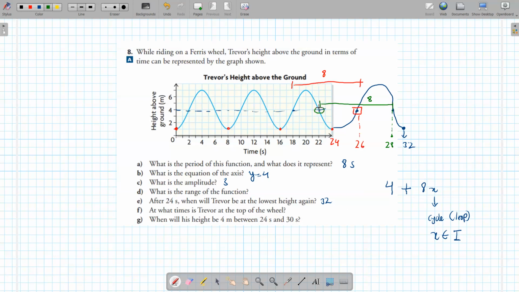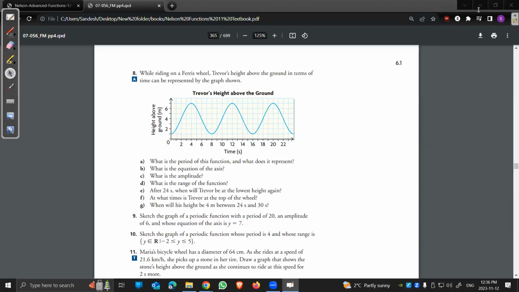Just add one full loop to this. You'll end up here. And the time there is 22 plus 8, so 30. That's bad math. It's 30, not 28. And you're done, okay? So with periodic things, just add the period. You'll get back to wherever you started off with.